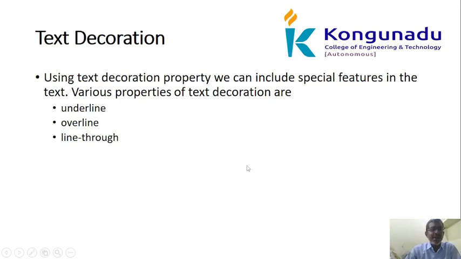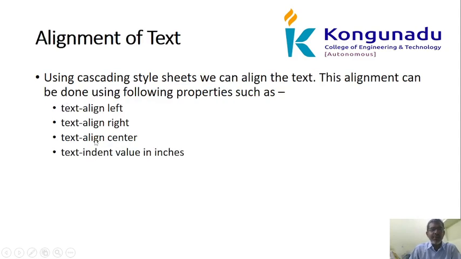By using the text-decoration property, we can include special features in the text. The various values of text decoration are underline, overline, and line-through. Then alignment of text: we use left, right, center, and indent with a value in inches. By using these alignments, the document will be in a well decorated form.